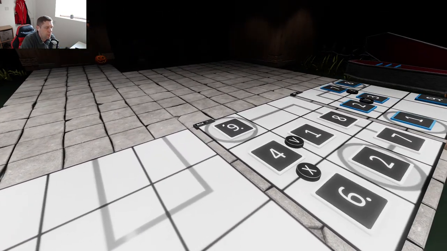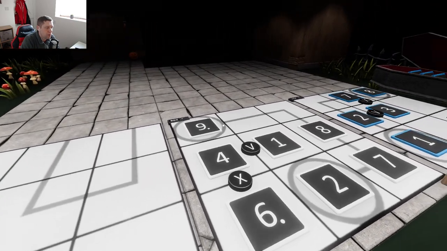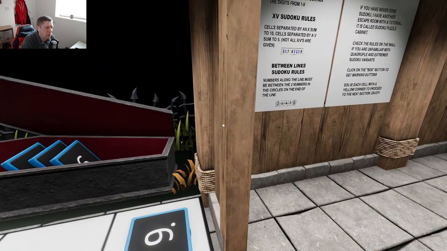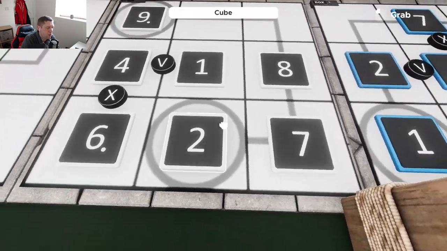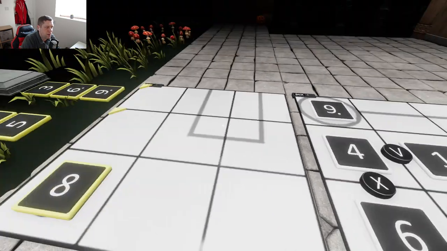No sequential numbers on these lines here, I don't believe. Yeah, it's just that they must be between the two numbers of the circles at the end of the line. And obviously we can prove it out here, so yeah, that was a bit of a silly statement from myself.